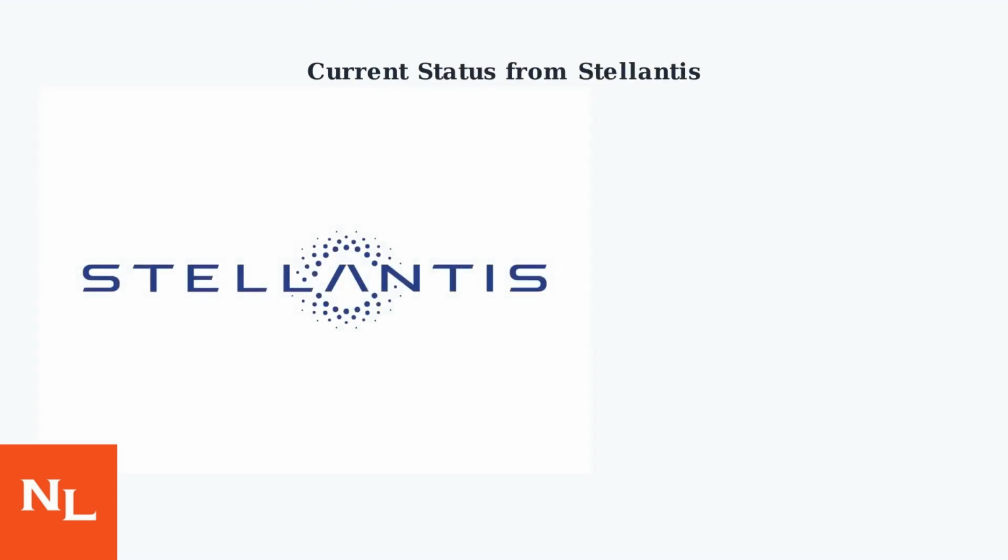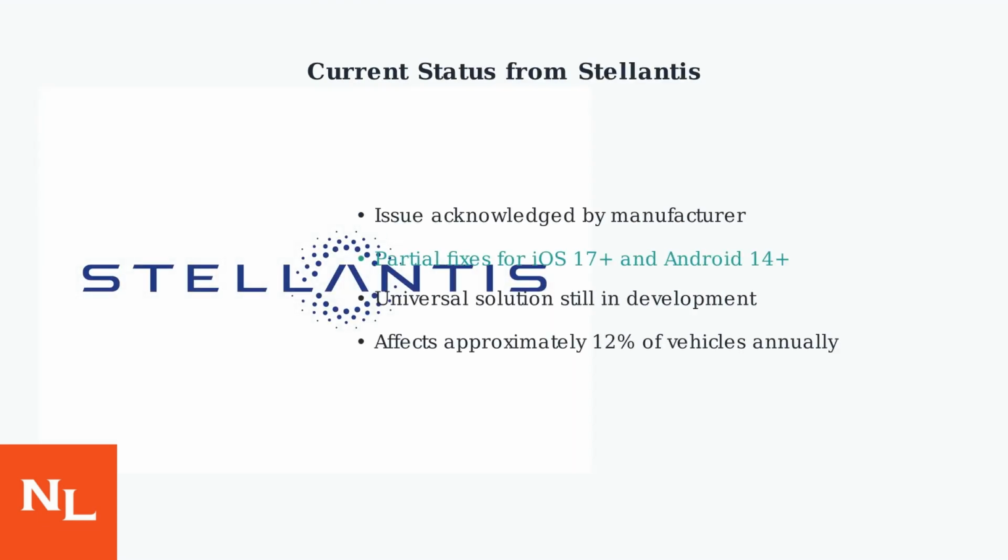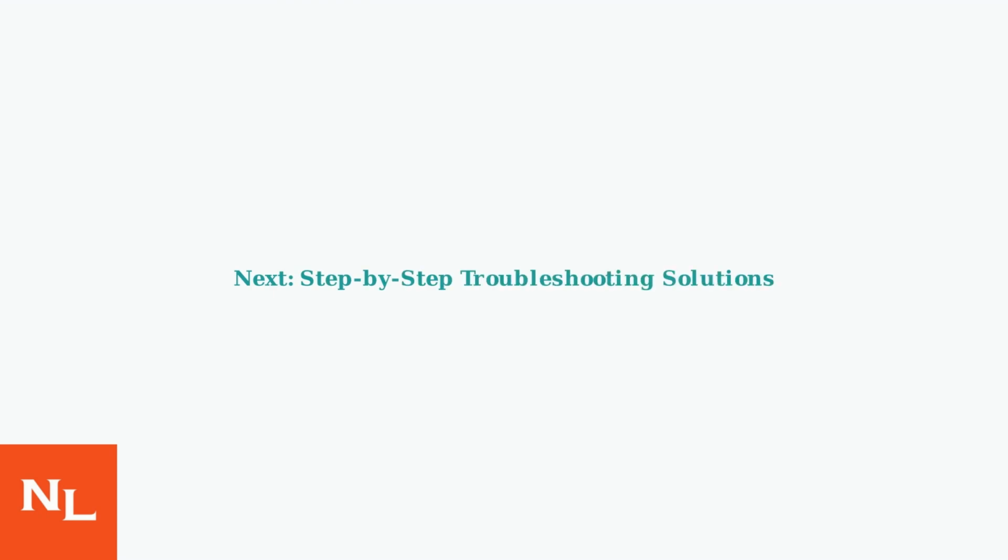Stellantis, the parent company of Jeep, has acknowledged this widespread issue and released some software updates to address compatibility problems with newer smartphone operating systems. However, a universal fix is still in development. Understanding these root causes is the first step toward resolving the phone not available error. In the next section, we'll explore step-by-step troubleshooting methods to get your phone connected again.